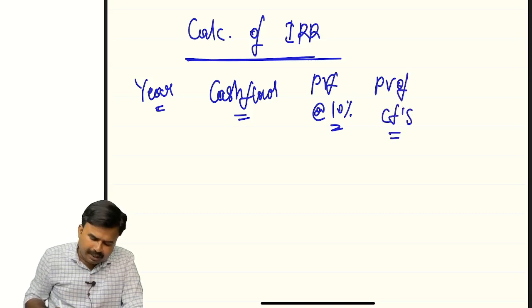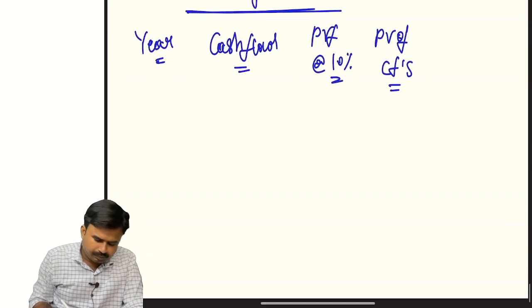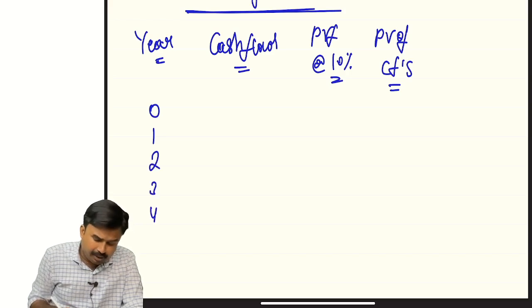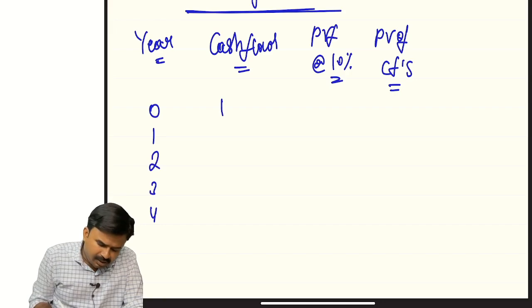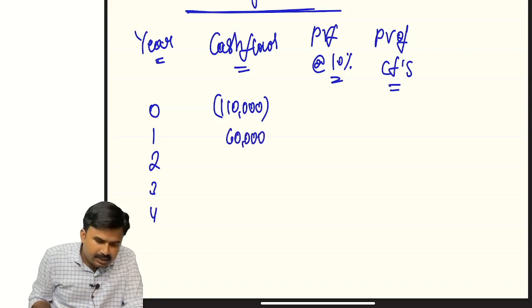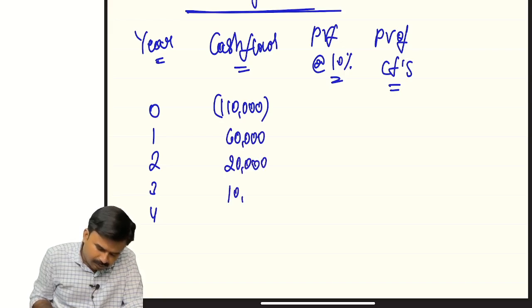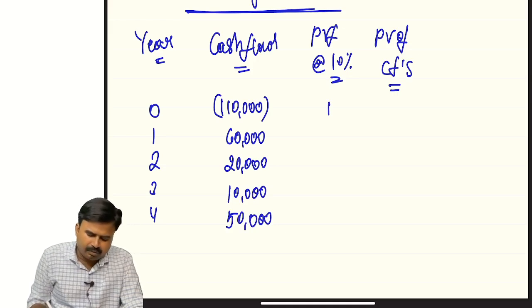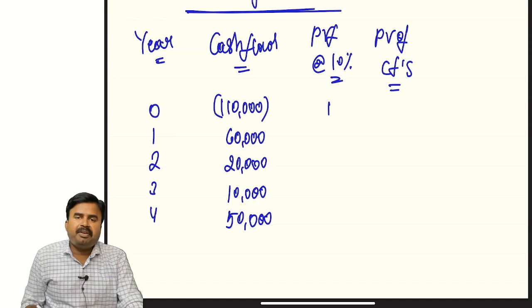Present value of cash flows. 0 year, 1, 2, 3, 4, 4 years. My investment is 1,10,000. First year inflow is 60,000. Second year inflow is 20,000. Third year 10,000. Fourth year 50,000. So I'm taking the first guess rate, 0 year factor 1. So please calculate NPV at your first guess rate.